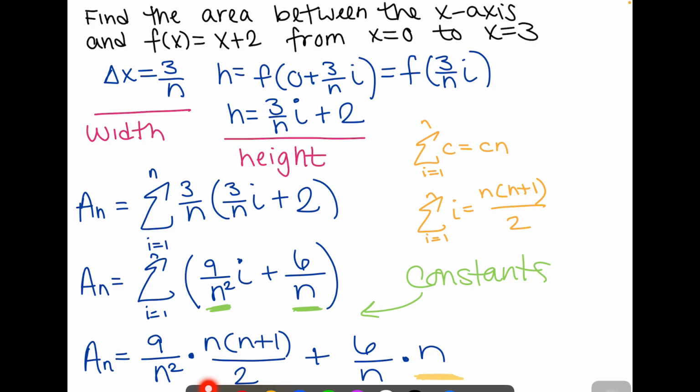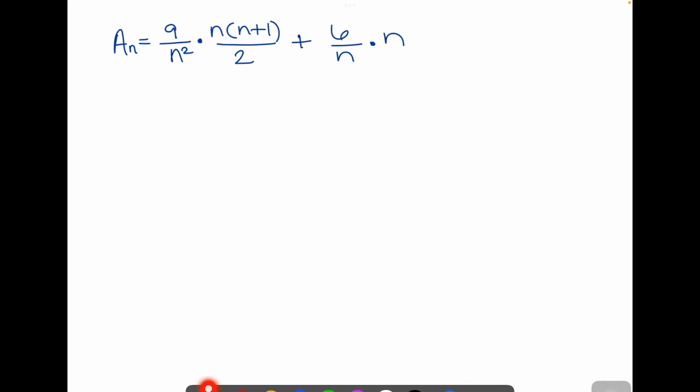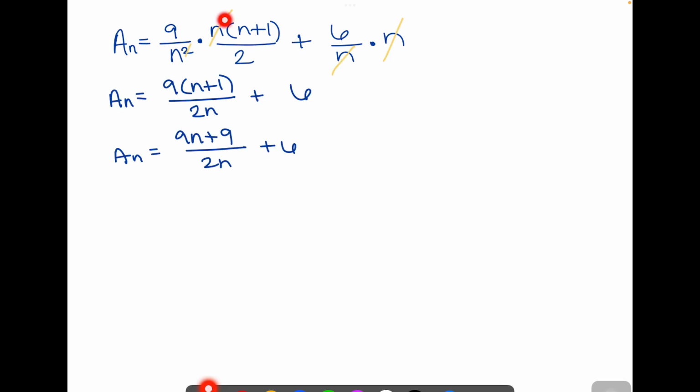All right, I'm going to do some algebra with this. So here's the expression I have for area when we have n rectangles. We can simplify. We've got a common factor of n in the first term. So that leaves me with 9 times n plus 1 over 2 times n, or 9n plus 9 over 2n. And then the second term also has a common factor of n, so it simplifies all the way down to 6.